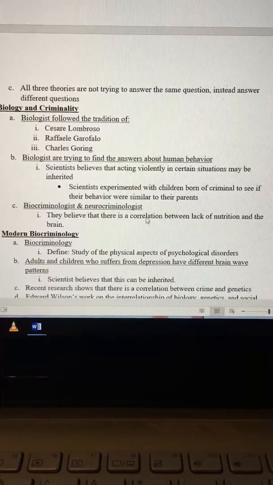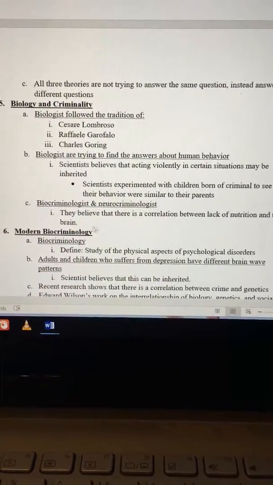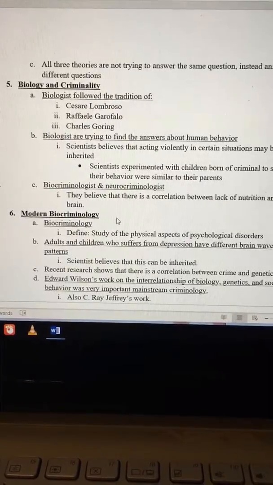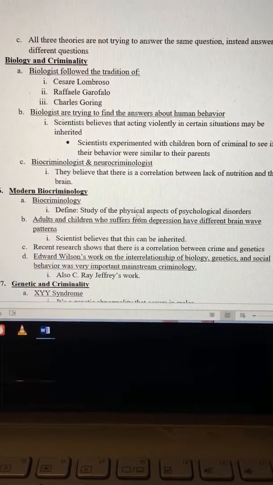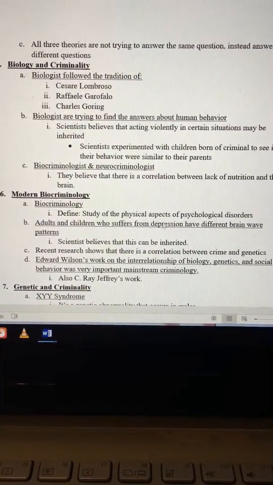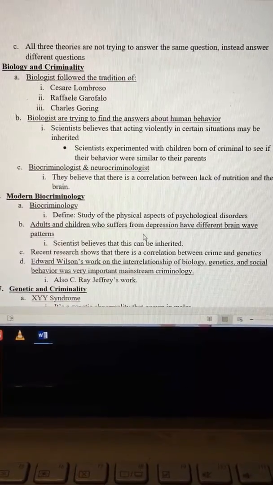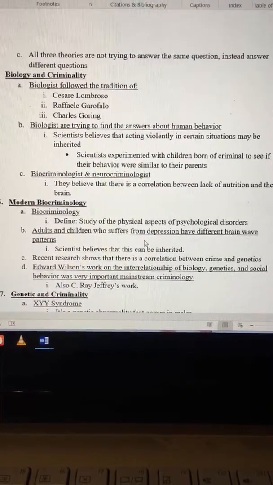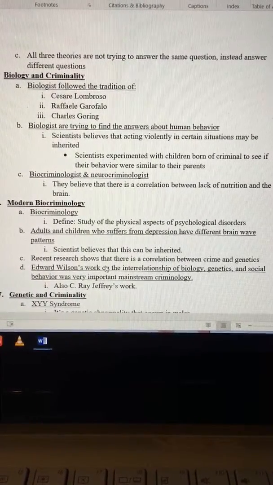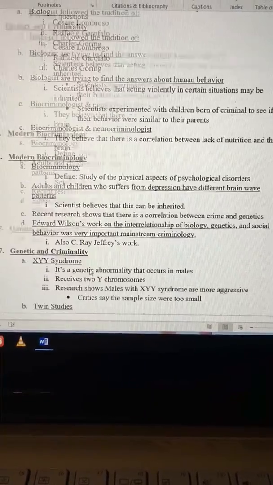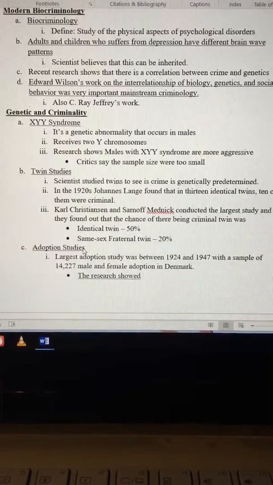Biocriminologists and neurocriminologists believe that there is a correlation between lack of nutrition and the brain. Modern biocriminology definitions study the physical aspect of psychological disorder. Adults and children who suffer from depression have different brainwave patterns. Scientists believe that this can be inherited. Recent research shows that there is a correlation between crime and genetics. Edward Wilson and C. Ray Jeffery's work had a major impact in mainstream criminology.